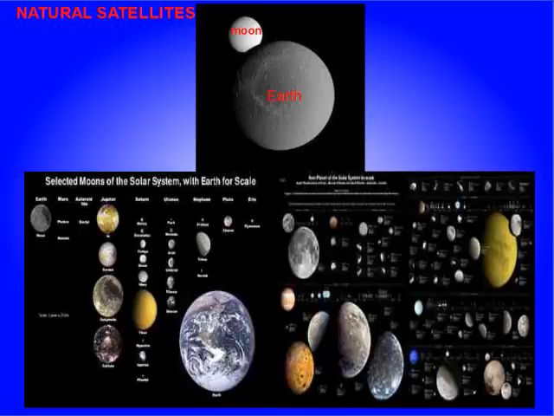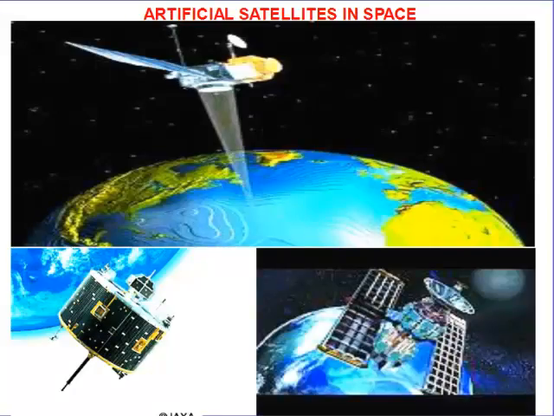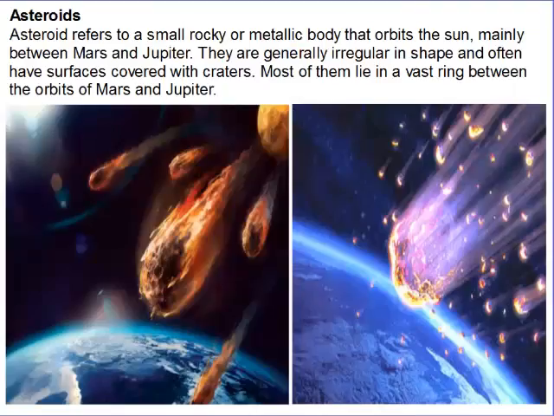Then when we come to the artificial satellites, these are man-made satellites, and they have been put into space to bring us information on the happenings within space or the universe. So everything that happens outside the Earth is brought to us by these satellites, or made known to us by these satellites. So from satellites we go to what we call asteroids.